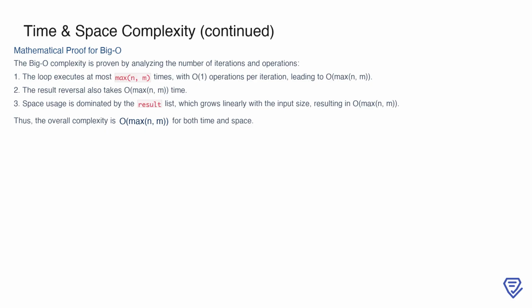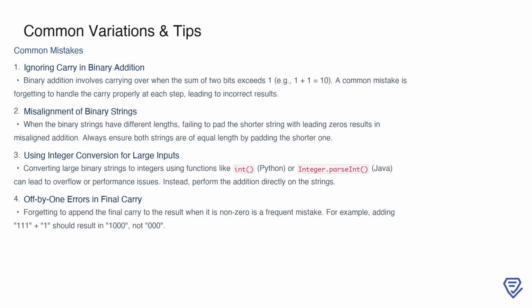When working with binary addition, there are several common mistakes to watch out for. One of the most frequent issues is ignoring the carry. Remember that in binary, when the sum of 2 bits exceeds 1, you need to carry over the extra bit to the next position.